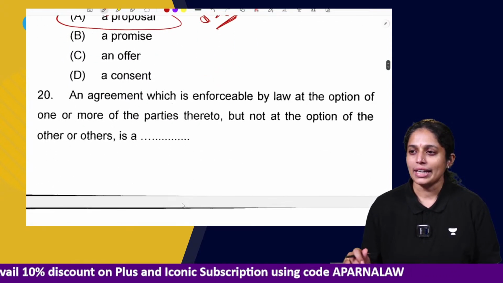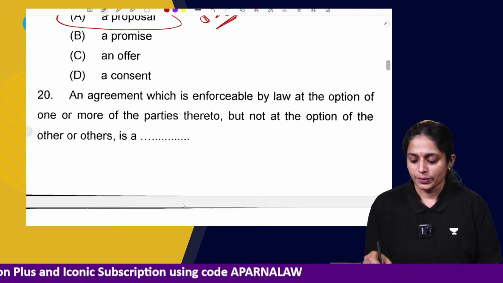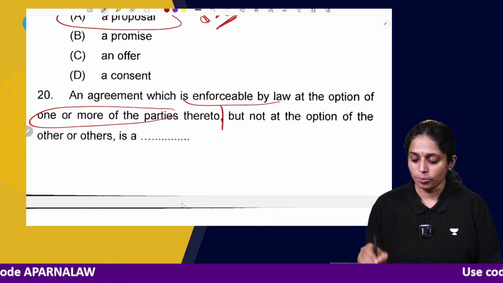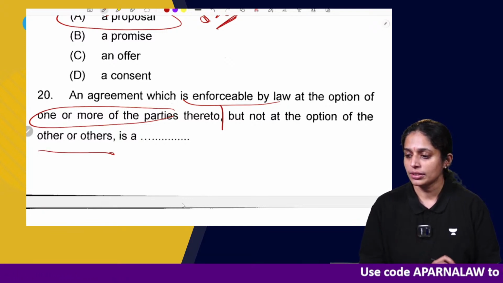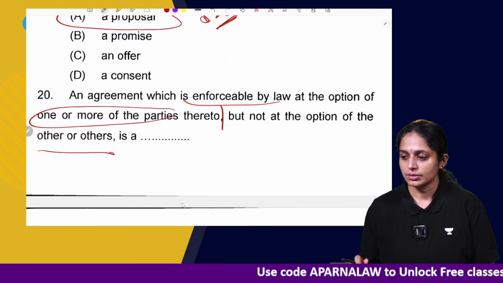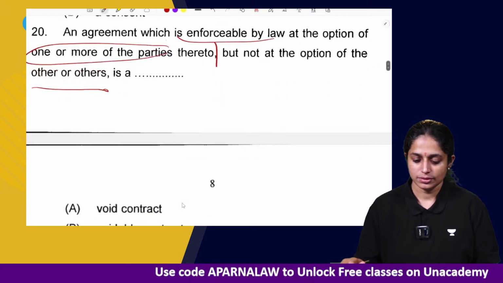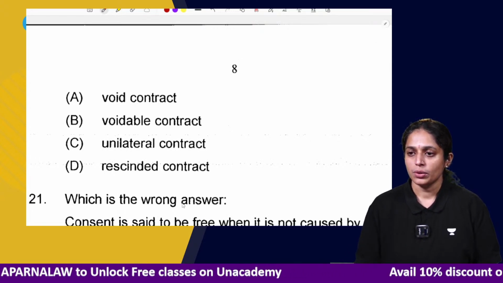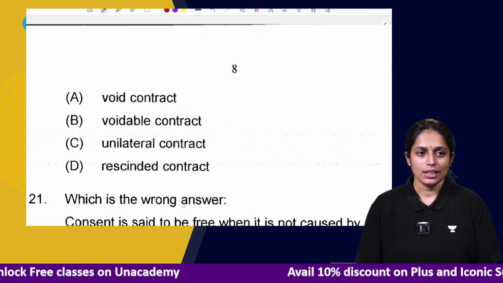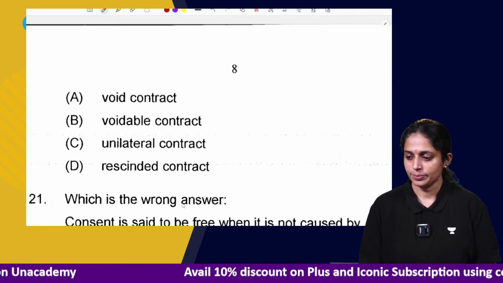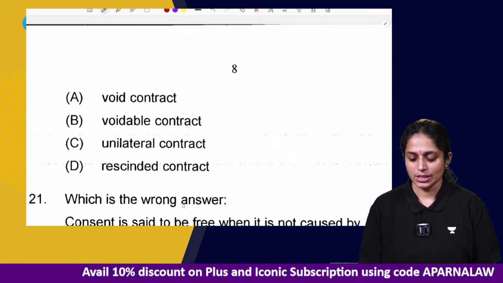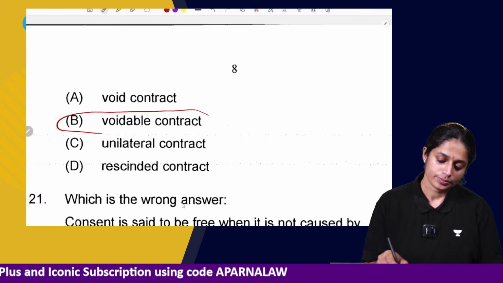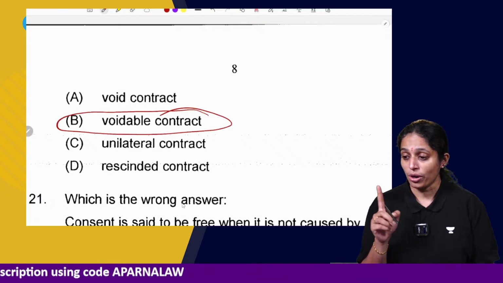Next, 20th: an agreement which is enforceable by law at the option of one or more of the parties thereto, but not at the option of the others, is a: A, void contract; B, voidable contract; C, unilateral contract; and D, rescinded contract. Yes, it is voidable contract. There is a difference between void agreement and void contract as well.